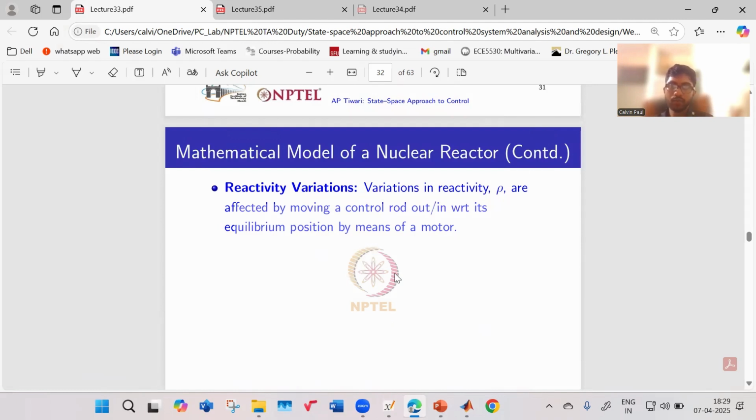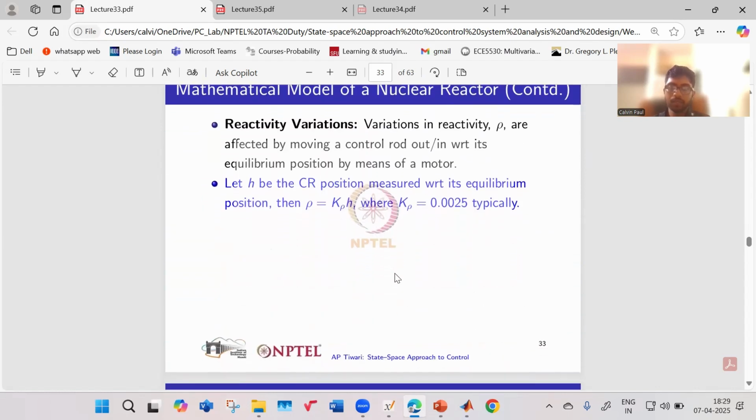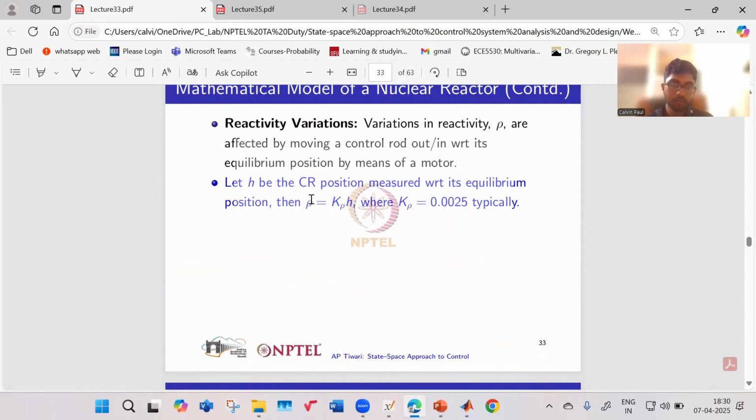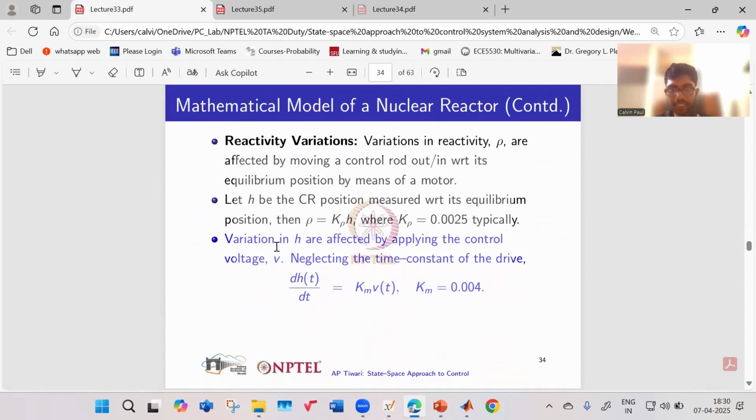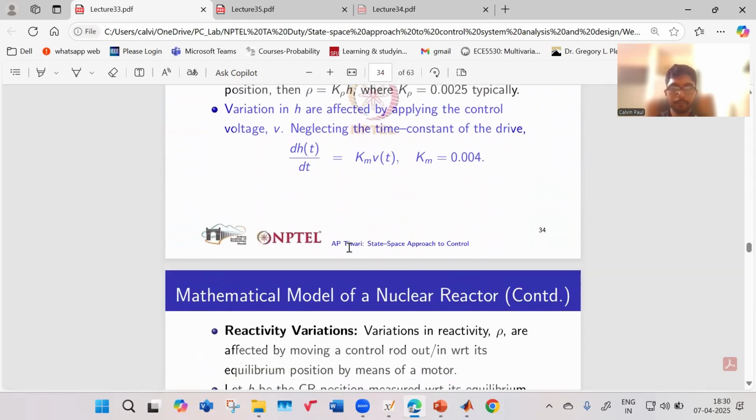Variations in reactivity rho are affected by moving the control rod out or in from its equilibrium position by means of a motor. So those control rods are driven by a motor. Let h be the control rod position measured with respect to its equilibrium position, then rho equals k rho h, where k rho is equal to 0.025. The variation in h is affected by applying the control voltage V. We will neglect the time constant of the drive. So we'll assume that the motor time constant is very fast, so that can be neglected.